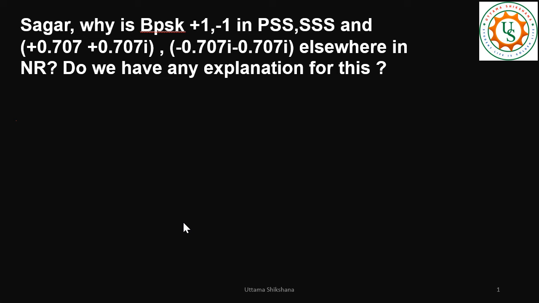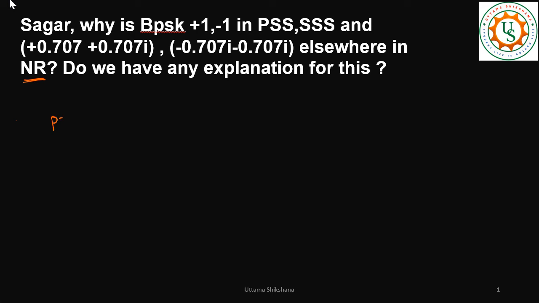So the question is why BPSK is plus minus one in case of PSS SSS channel, whereas it is a different value for a BPSK modulation scheme in case of NR. So first let me decode the question.